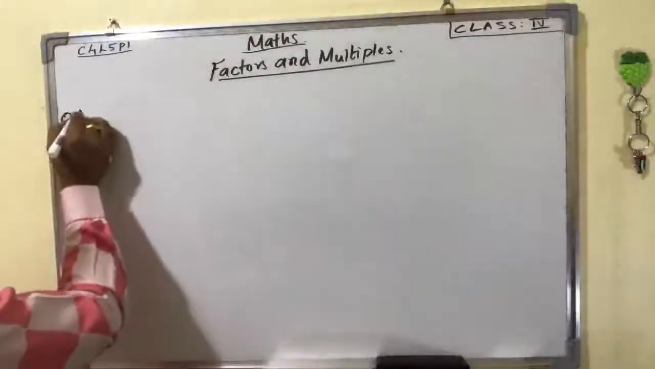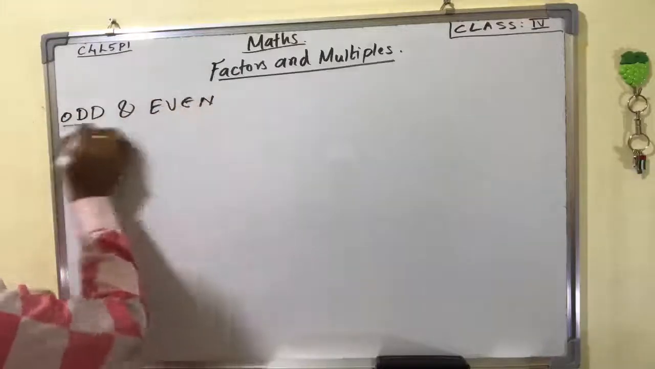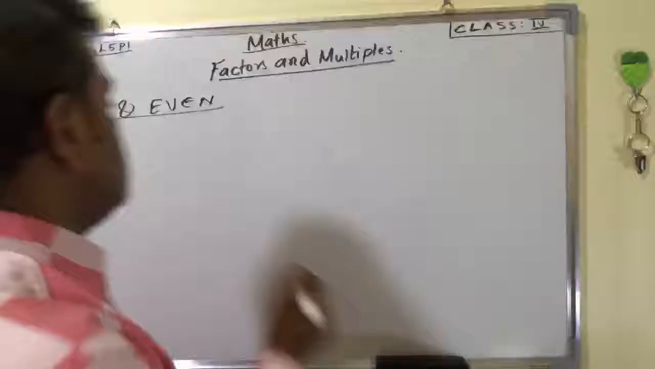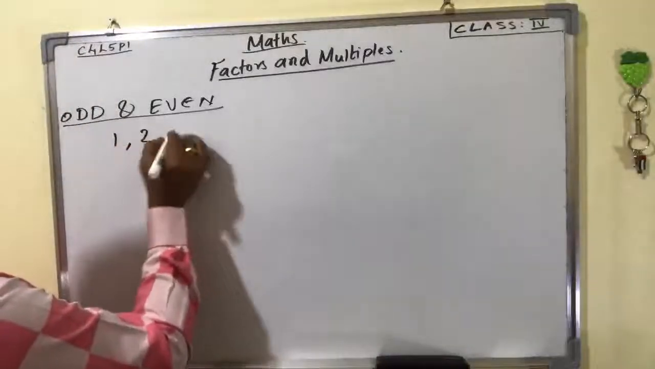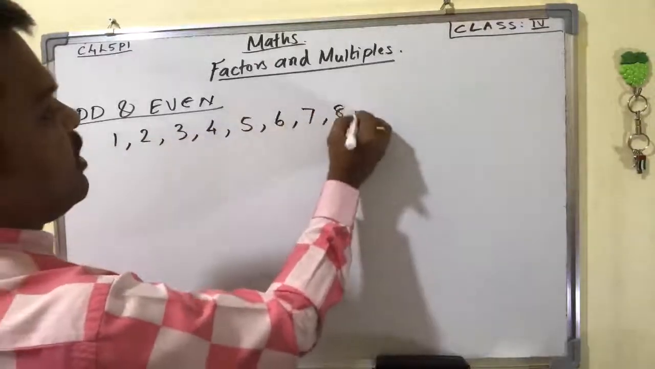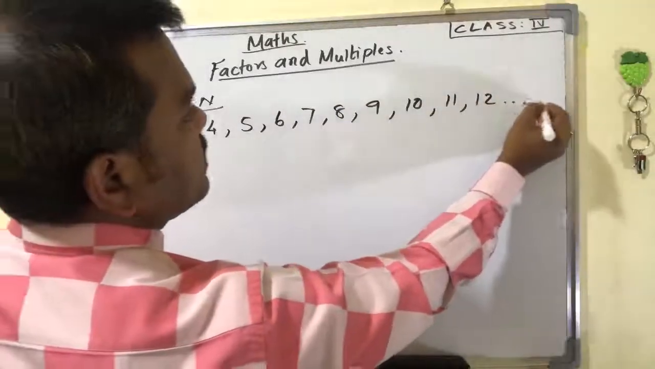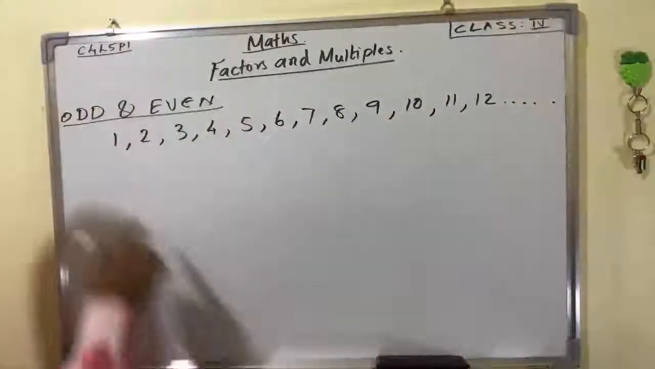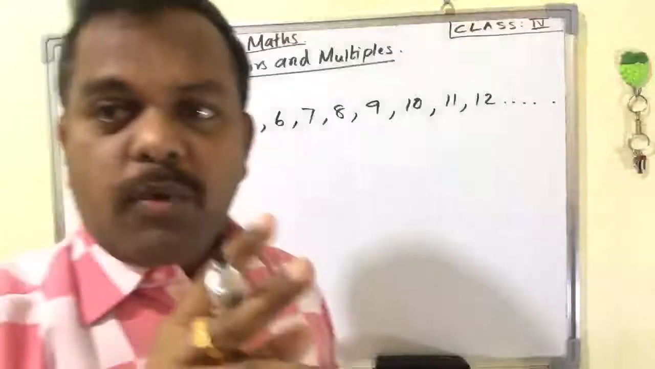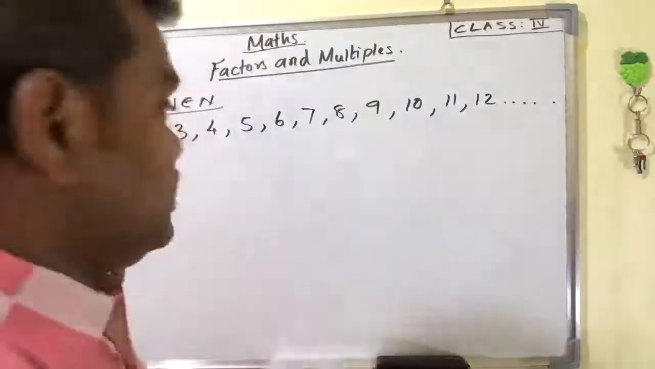Odd and even numbers. What is an odd number? What is an even number? You know the number system. Our number system: 1, 2, 3, 4, 5, 6, 7, 8, 9, 10, 11, 12, like that it will go. So from 1 to 12, I am going to explain what the odd numbers are and what the even numbers are. After that you will understand everything.